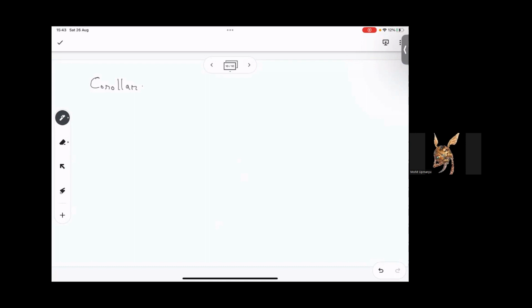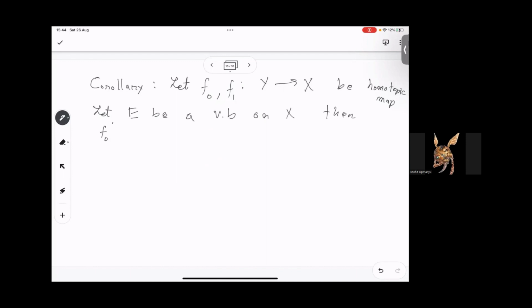So let's take a corollary. Let f, g be functions from Y to X, be homotopic. I'll call them F0, F1, denoting that there will be some Ft in the middle. Let E be a vector bundle on X. Then F0 upper star E is isomorphic to F1 upper star E.